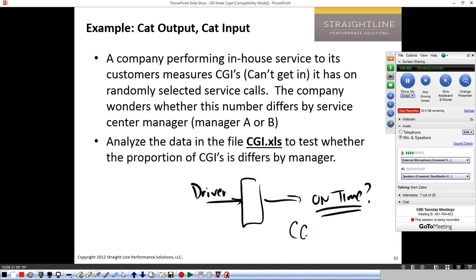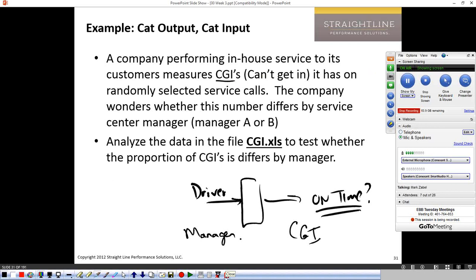This one has CGI as an output, and we're trying to see if manager drives that CGI. CGI, in this case, for the gas company, is can't get in. If you call up and they dispatch somebody to read your meter, and they can't get in, that costs them money. So a typical project at the gas company is, can we figure out how to lower our CGI rate?